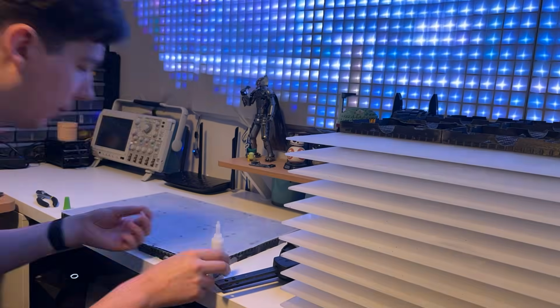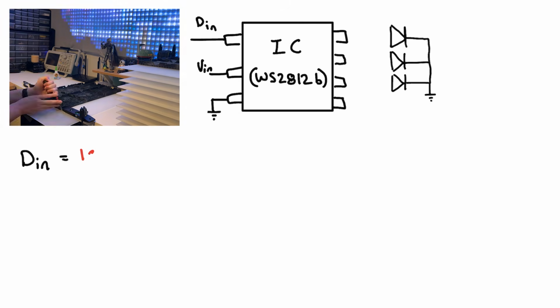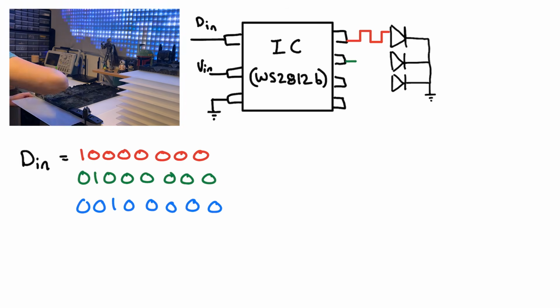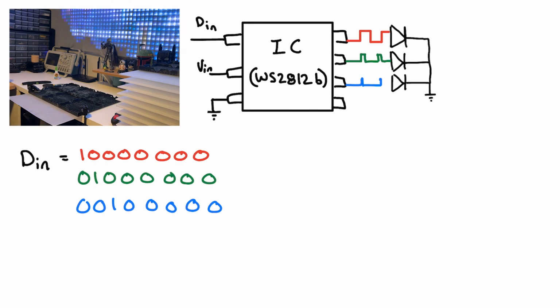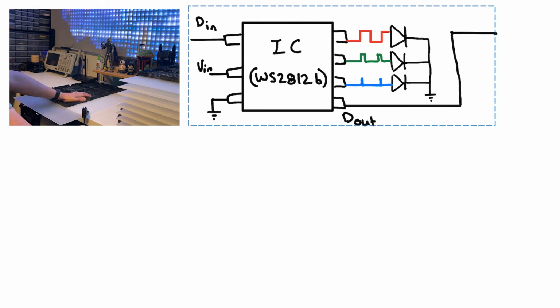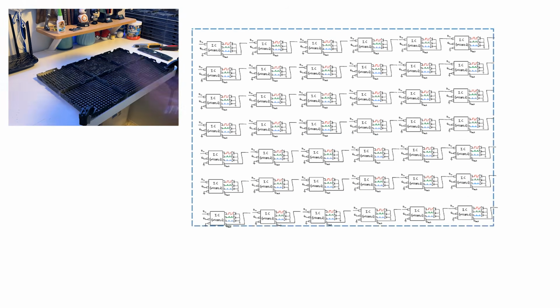Let's take a closer look at this integrated circuit. It has an input line that accepts 3 bytes of data, one for red, green, and blue, and then outputs each of those values as a square wave. The neat part is that it also has an output where it will send any subsequent data. This means that we can hook a bunch of these up to one another, and now we have an LED strip. If we line a bunch of those strips up side by side, now we have an LED tile. And I'm using 6 of these tiles to make my LED panels.